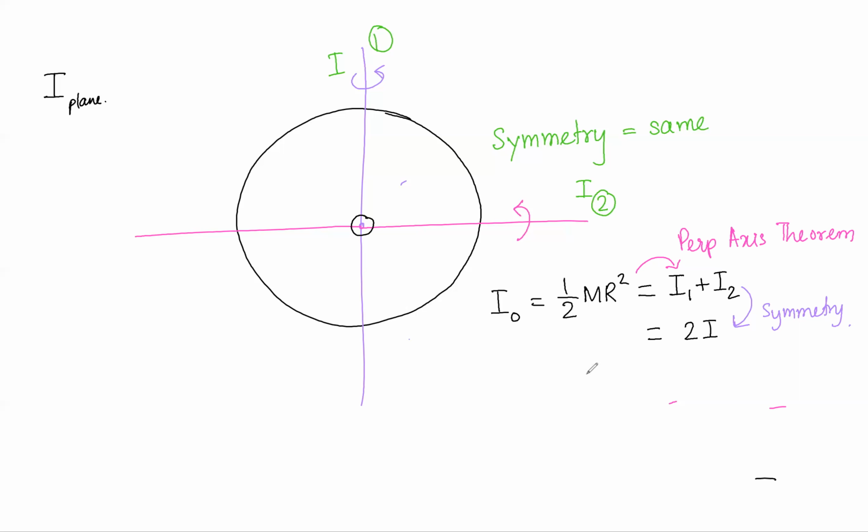So now you can write half m r square is equal to 2I. So 1 by 4 m r square is equal to I. So what is the moment of inertia in the plane of the disk? That is equal to 1 by 4 m r square.